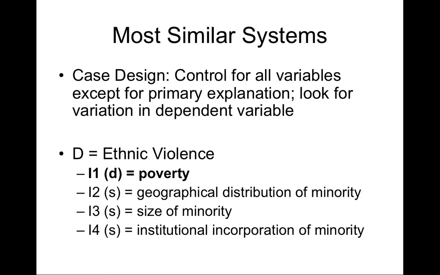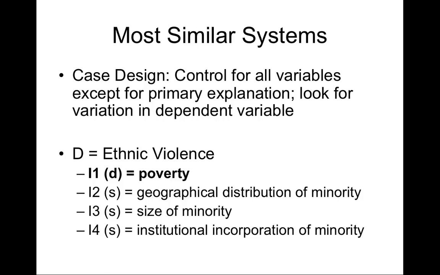What we want to do is find cases where all three of the latter independent variables, I2 through I4, are going to be similar. And we want to find cases where I1 is going to be different. Let's say I've done my research, I've found a couple of cases, and let's say it's France and Germany. In France, you have an ethnic minority that is generally impoverished, and in Germany an ethnic minority that is about average.